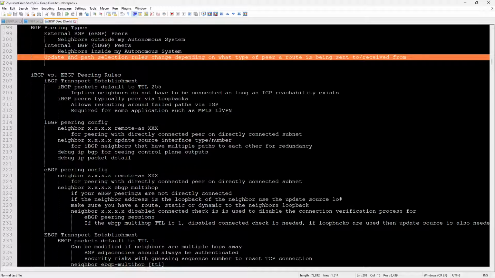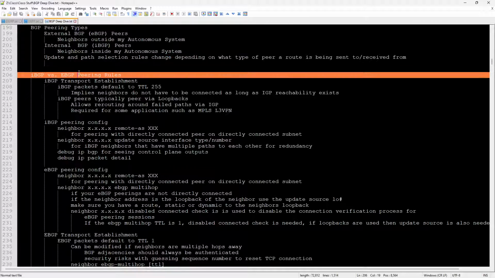Update and path selection rules change depending on what type of peer a route is being sent to or received from, and we'll talk about that more in detail later. But there's going to be a lot of information around that we're going to have to understand when it comes to next hop processing and things like that. IBGP versus EBGP peering rules.